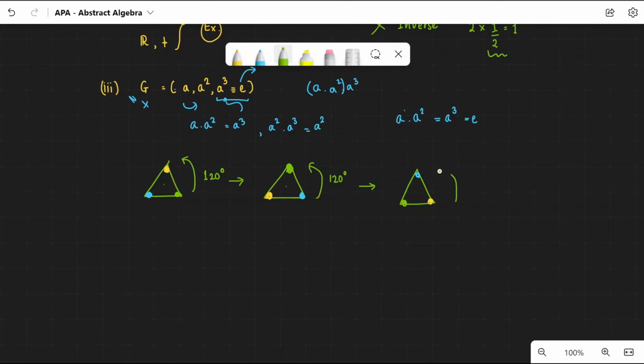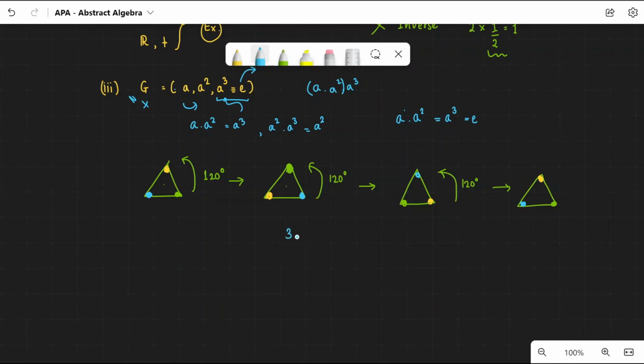And you repeat that again with 120 degrees, we will reach the first position like this. So we will then have the green color here, yellow here, and the blue one here. So we got back to the original triangle. But did you notice something? We applied the rotation 3 times here.